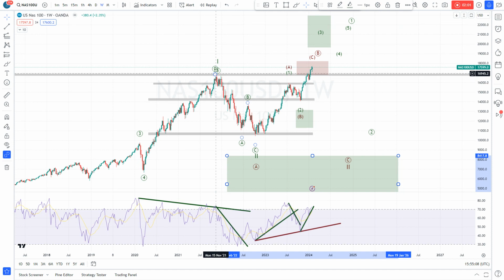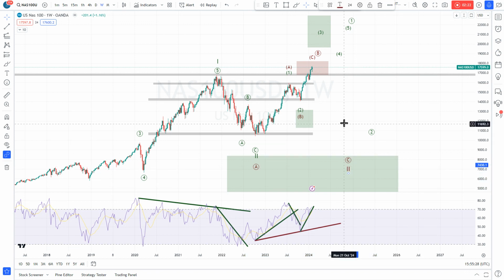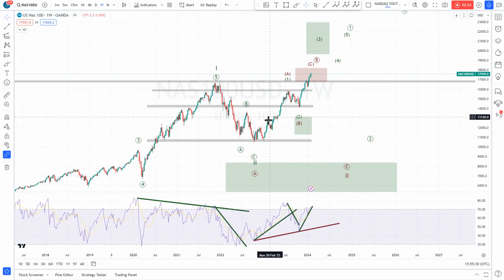So that would mean that we go down here in 3, 1, 2, 3 as a wave A. Then we have an overshooting wave B, also in 3, 1, 2, 3. And then from here, we should see a wave C down, which is then the end of our wave 2 in the higher degree.